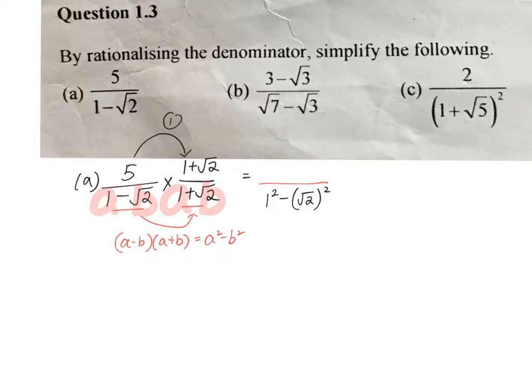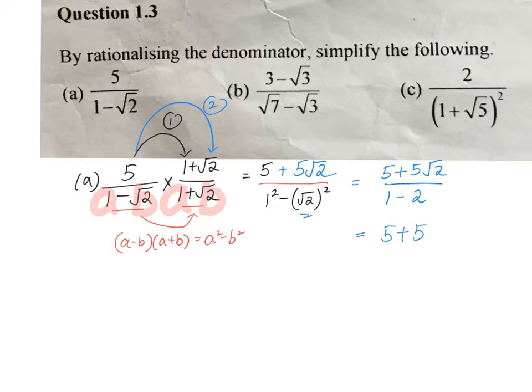Okay, now for the top, 5 times 1 is 5, and 5 times square root 2 gives you 5 square root 2. The answer comes out to be 5 plus 5 square root 2 over 1 minus 2, where the square root of 2 squared is 2. This gives us 5 plus 5 square root 2 over negative 1. And the answer turns out to be negative 5 minus 5 square root 2. This is part A.